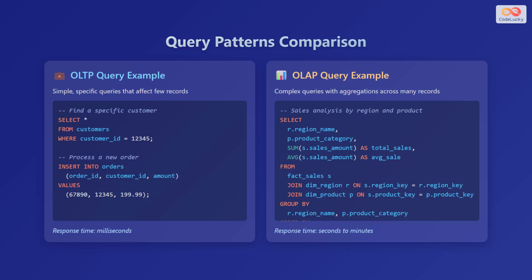In contrast, OLAP queries are complex, involving aggregations across many records. An example is a sales analysis query that selects the region name, product category, sum of sales amount as total sales, and average of sales amount as average sale from the fact sales table, joining with dimension tables for region and product, grouping by region name and product category, and ordering by total sales in descending order. The response time for these queries can range from seconds to minutes.